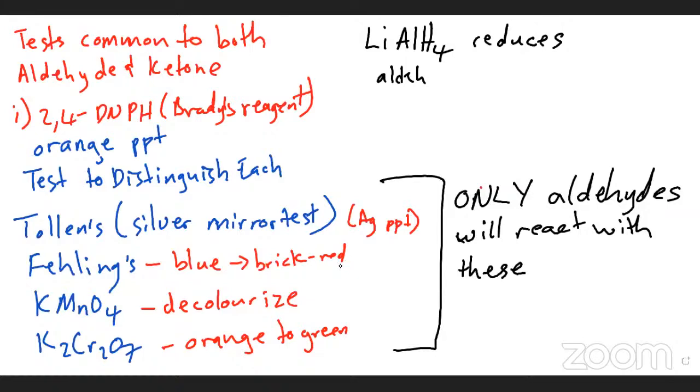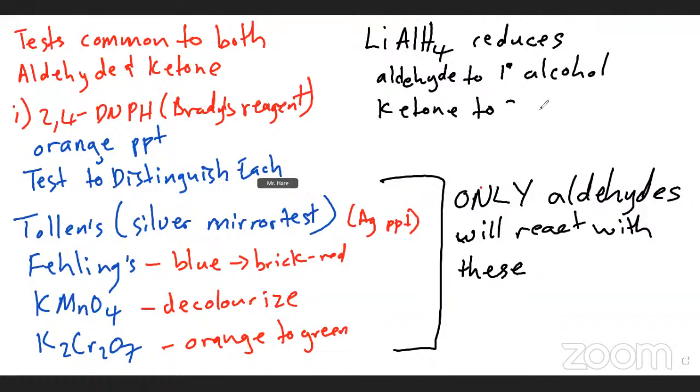Lithium aluminum hydride reduces aldehydes to primary alcohol. It reduces ketone to secondary alcohol. Right, I'm going to erase the left-hand side of the board.